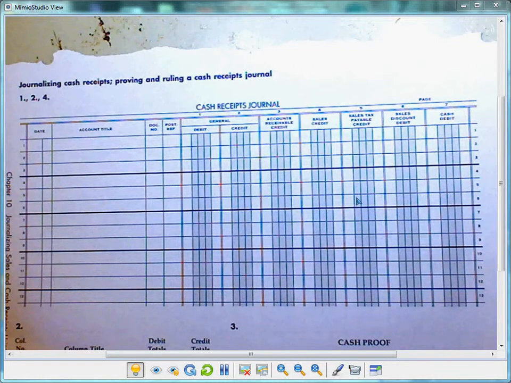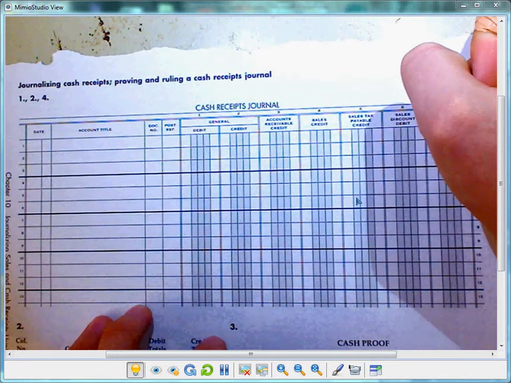Using the current year, journalize the following cash receipts transactions beginning on line 1. And we're using journal page 16, so we'll label our page number.